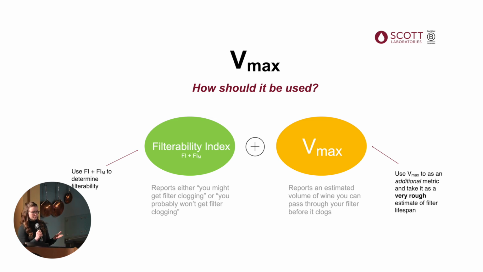So if you want to use both, we recommend using filterability index and modified filterability index to determine filterability. That's going to be your filterability number, and you'll take that as whether your wine is filterable. However, Vmax can be used for what it is, which is a very rough estimate of filter lifespan. So it can still be helpful. And as we were mentioning before in the test setup, we just prefer to be conservative. We would rather identify a problem and not have it be a problem rather than the other way around, because that's more disruptive to your production.